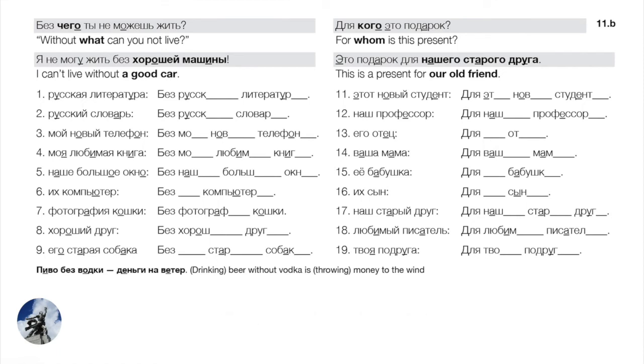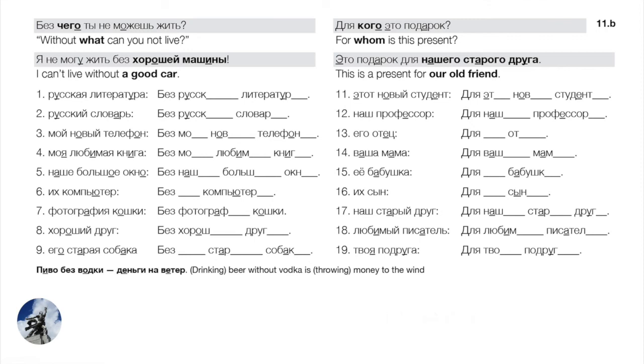Number 13, его отец, his father. Okay, again, his, that's never going to change in Russian. So we say это подарок для его отца. Now remember, if it were present for him, that would be это подарок для него. But this isn't him, this is his father. So that его is never going to change.